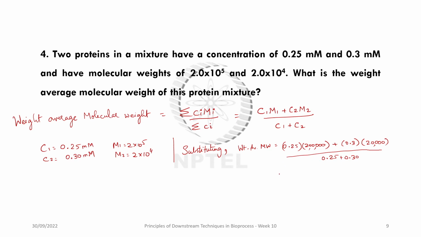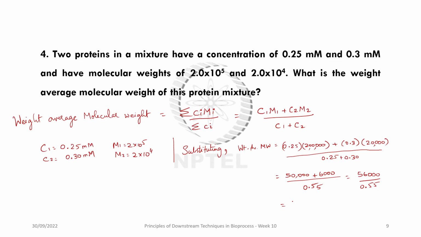Thank you, Natarajan. So shall we check if Natarajan is right? What is 1/4 of 2 lakhs? 50,000, right? 50,000 plus 0.3 into 20,000. 3 twos are 6, and you chop off one decimal. So that is 6,000 divided by 0.55. Correct? So 56,000 by 0.55.